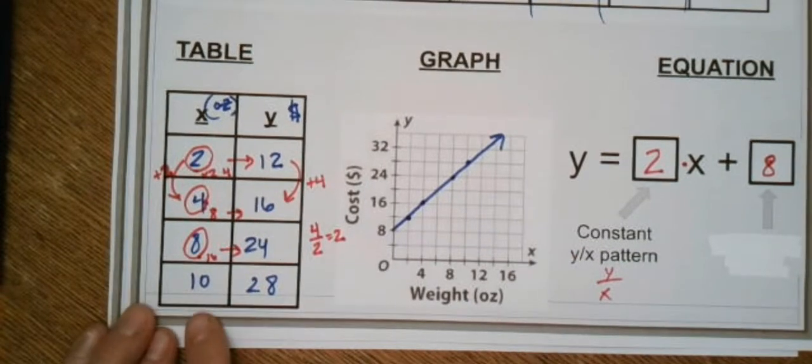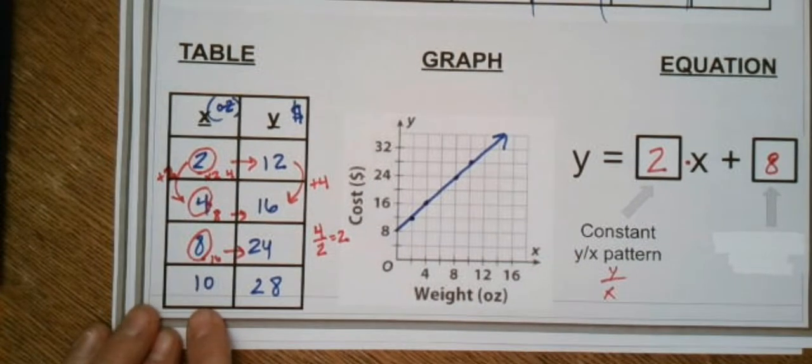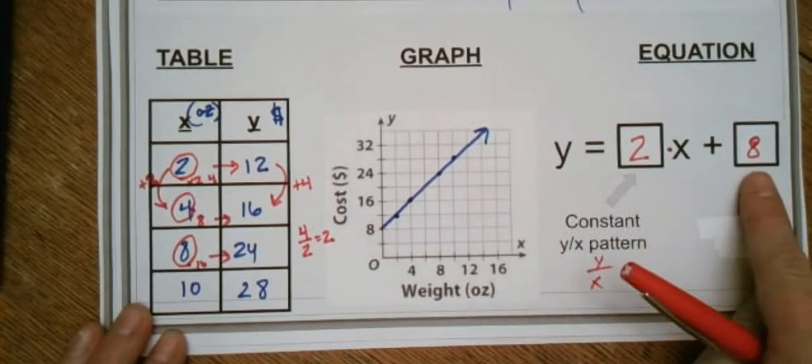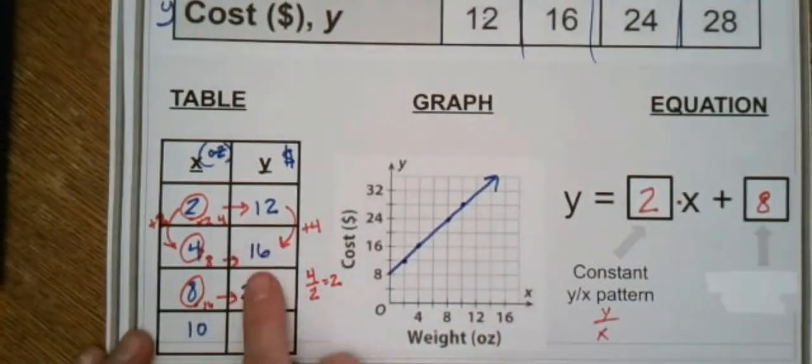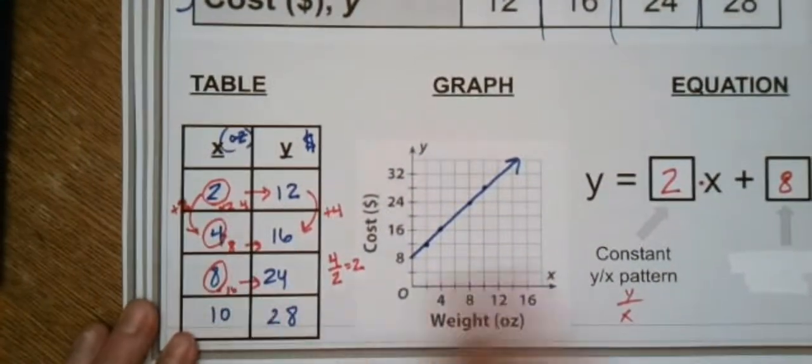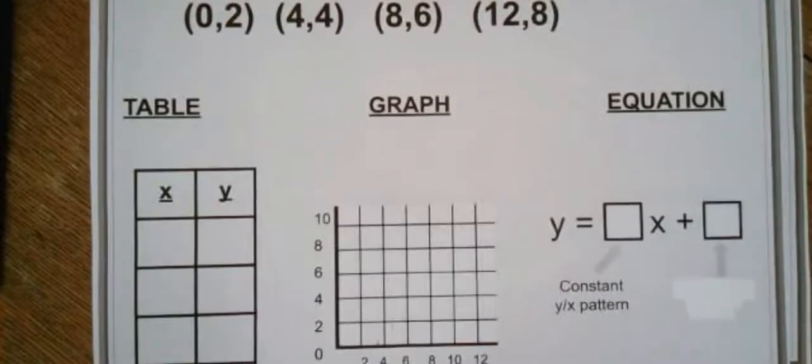So if I was buying 100 ounces of strawberries, I could use my rule and figure out what it's going to cost for 100 ounces of strawberries. It would be $208. Okay, so that's that quick trick to come up with your equation or your rule, especially when it's not easy to look straight across. Okay, let's look at the next one.